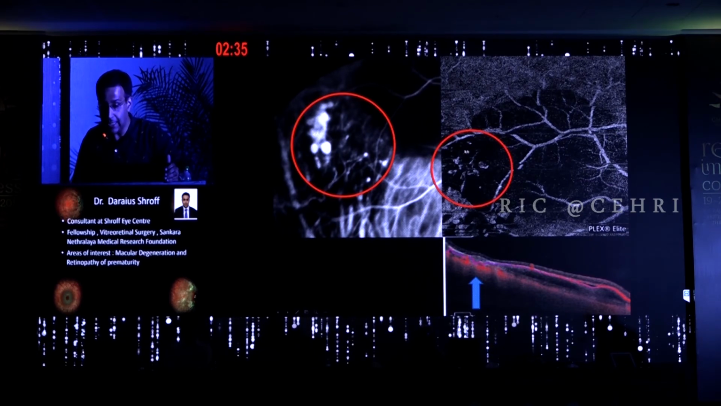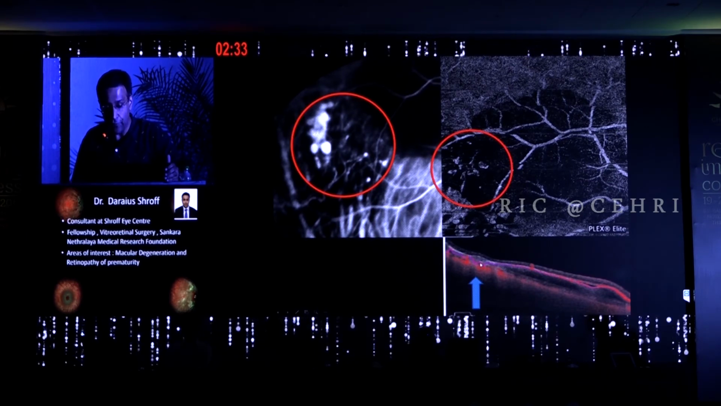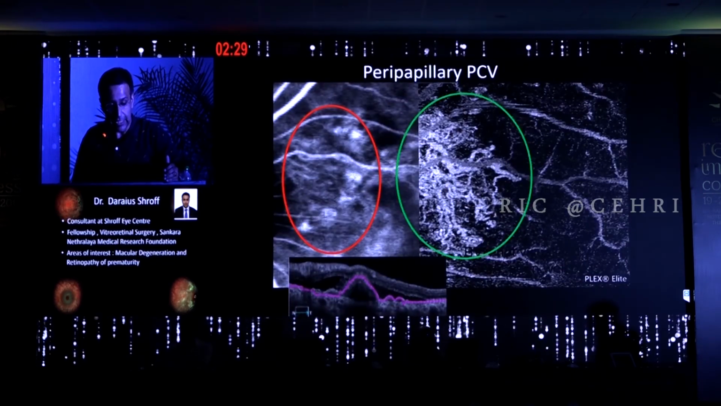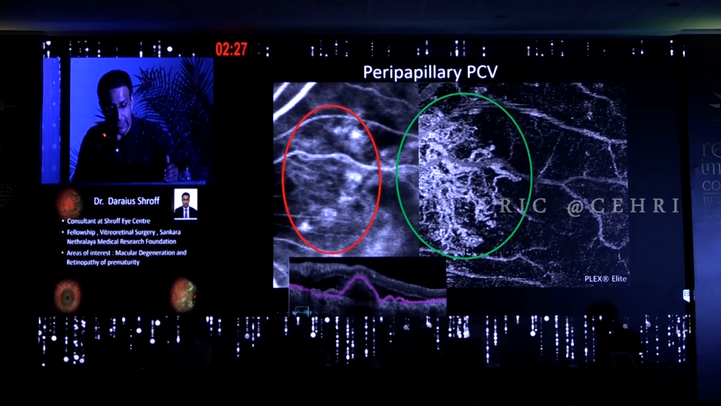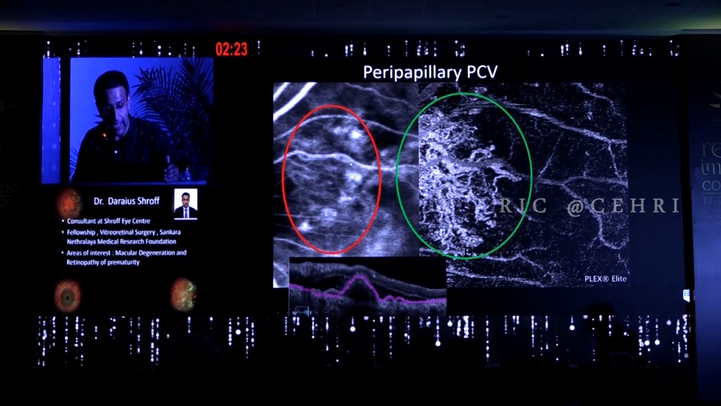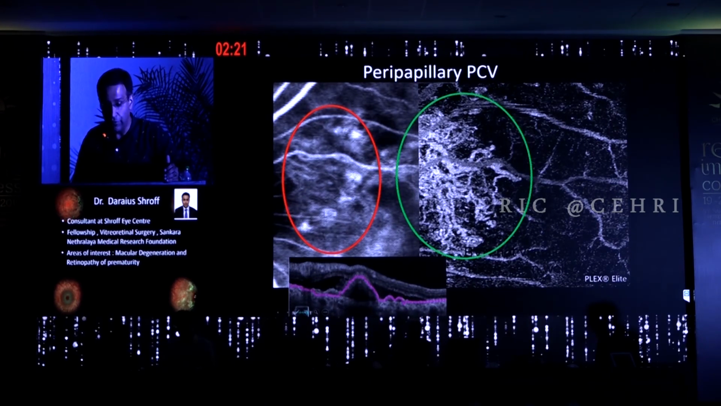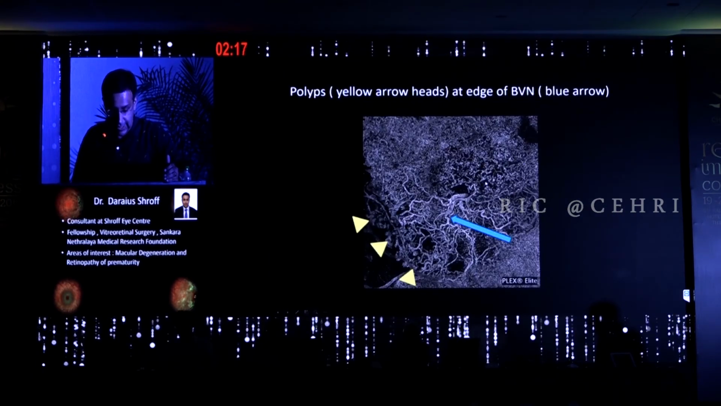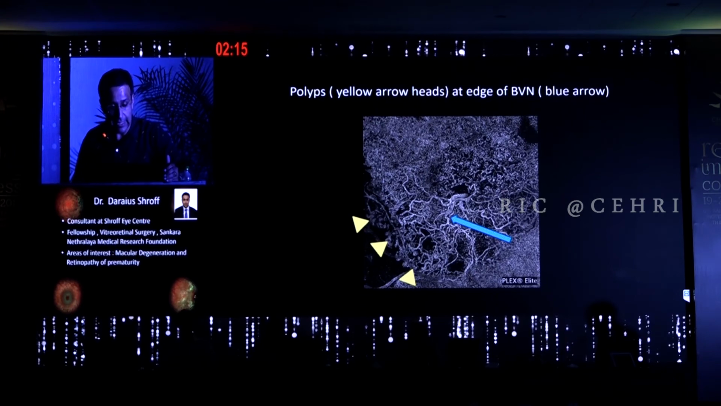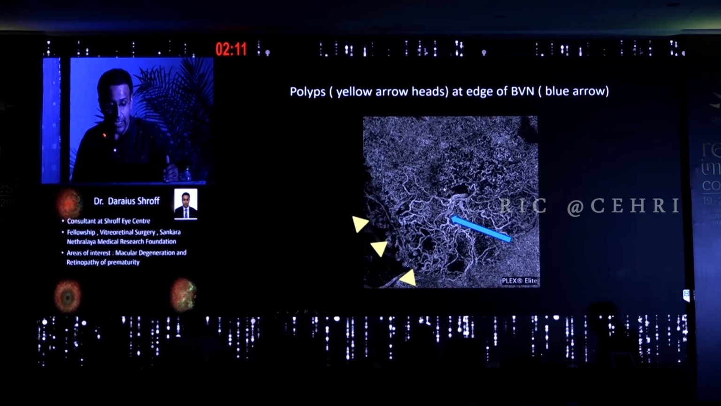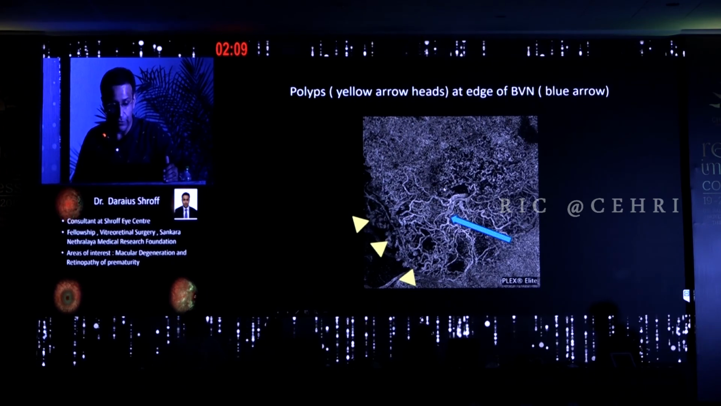And you can actually see the polyps here, and you can see the flow on this with the swept source OCT. This is another case with a peripapillary CNVM, and you can see the BVN, and it's terminating into these polyps. And you can see the polyps nicely on the ICG, and you can kind of, as I said in the first slide, imagine them nicely at the end of this. So this is the case. Again, you can see the blue arrow showing the BVN tangle, and the yellow arrow showing the polyps at the end of the BVN.